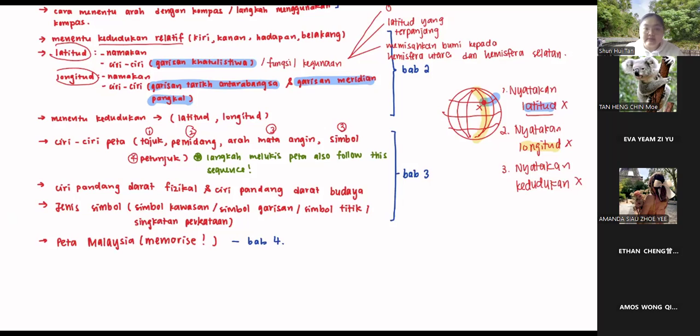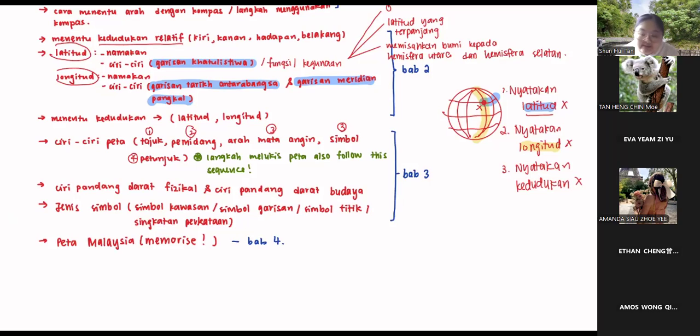Of course, they might ask you to state the ciri-ciri. They might also have another way of asking: they give you a map and tell you which ciri-ciri are not applied, I mean, they didn't draw. Which ciri-ciri is missing? Nyatakan ciri-ciri yang tidak ditunjukkan di atas peta.